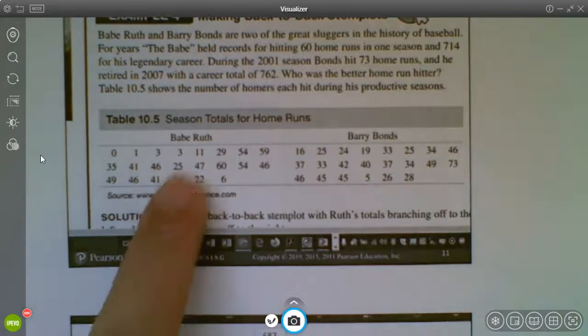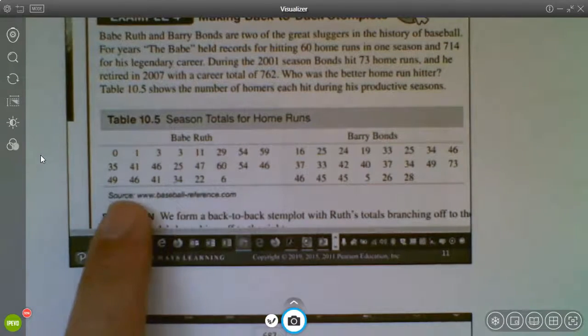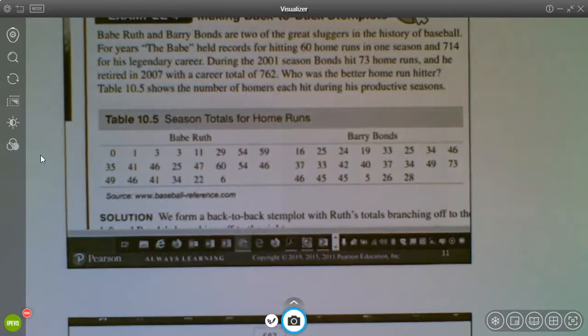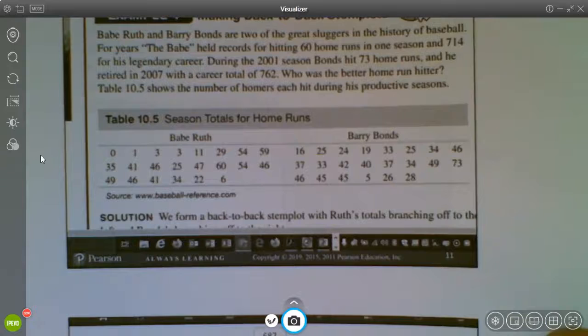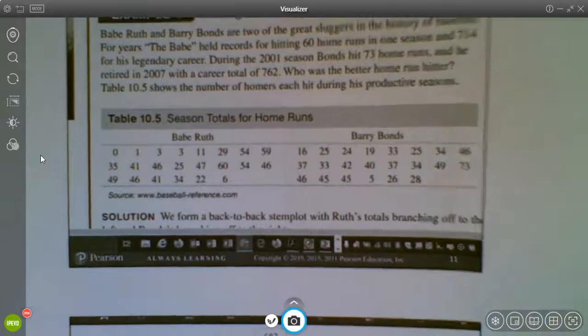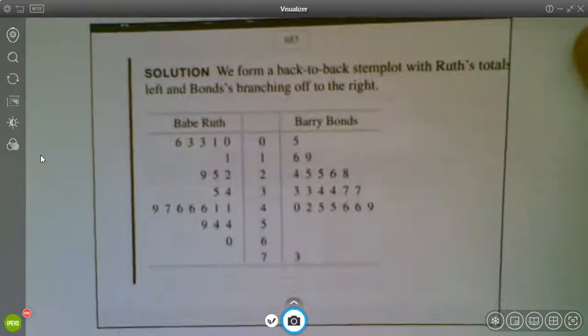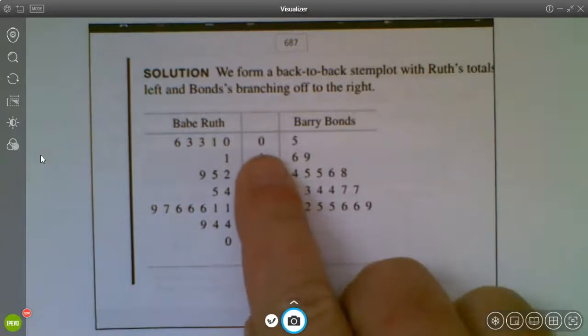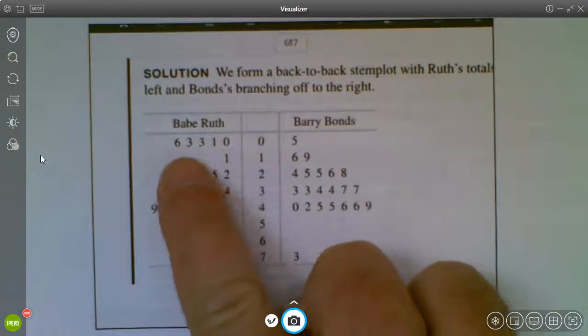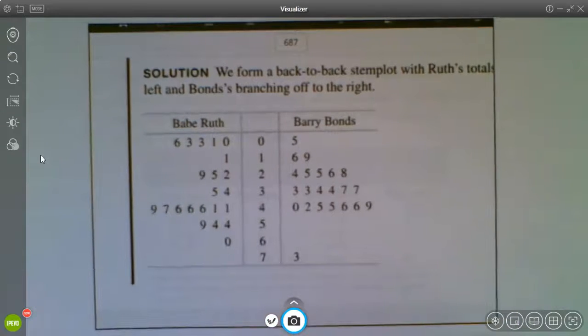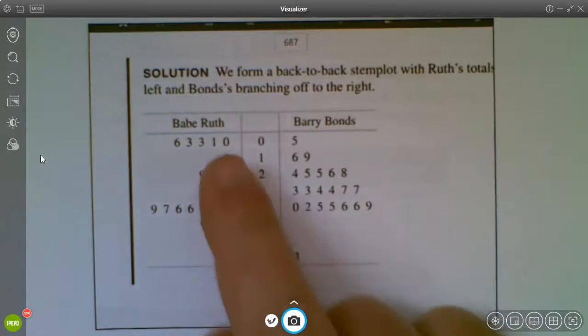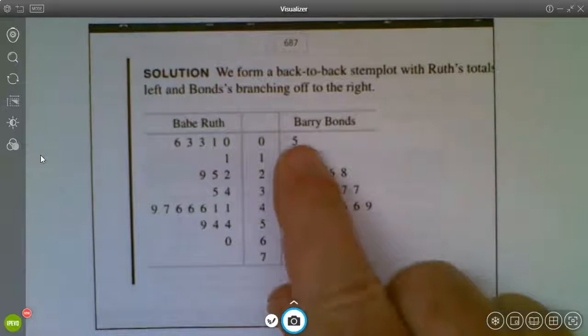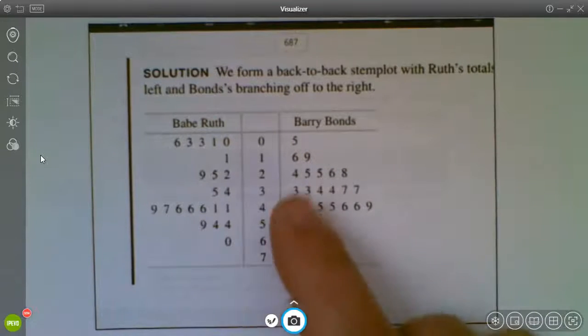So if you look at some of Babe Ruth's numbers that you see over here, obviously these are all in terms of tens. And so that's how they organized the main branch of this stem plot. So if you look at the way they did this, here's what we would see. Everything after the zeros is just taken at face value, numbers under 10, right? So 1, 3, 3, 6, or Barry Bonds had 5 in that year.